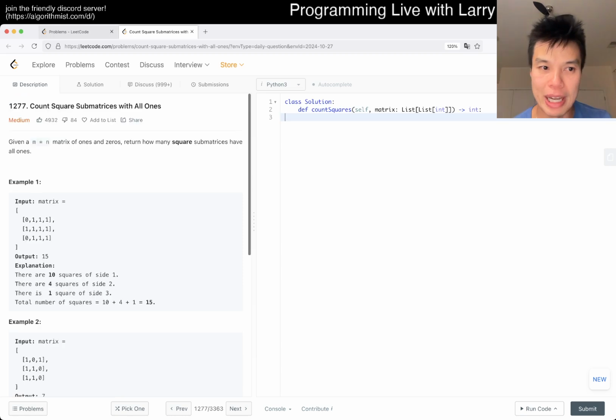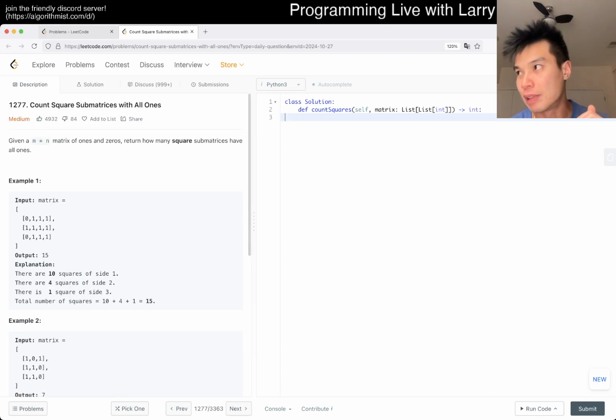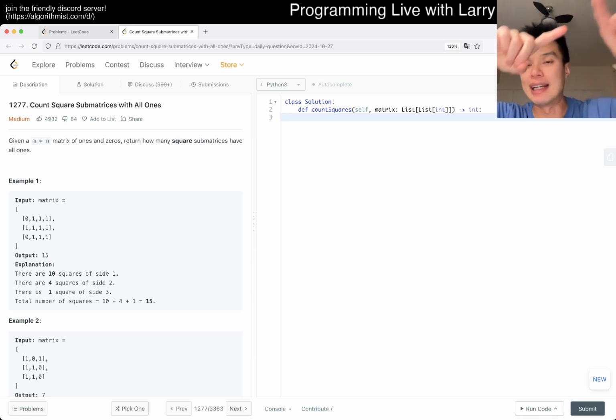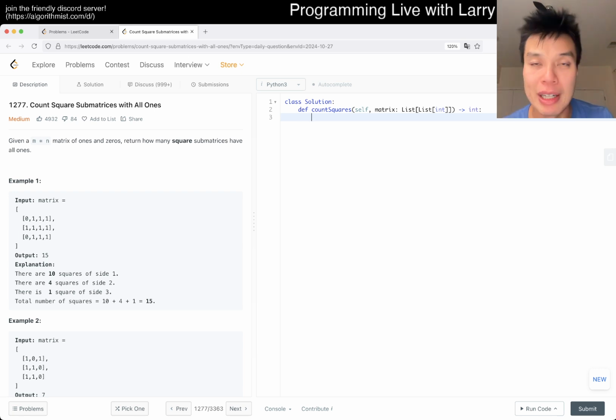So now, for each lower right corner, we can figure out the biggest square size that ends with that as the lower right corner, right? That's basically the idea, and then just sum it all up together.